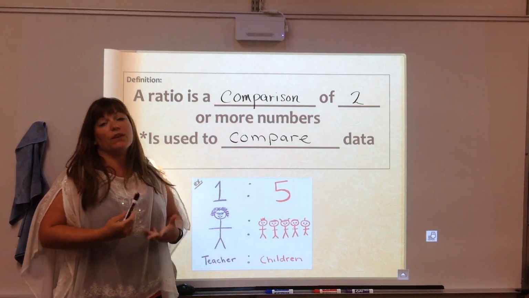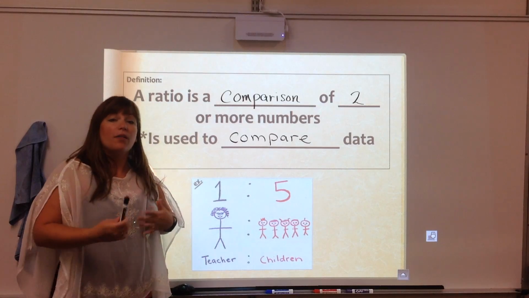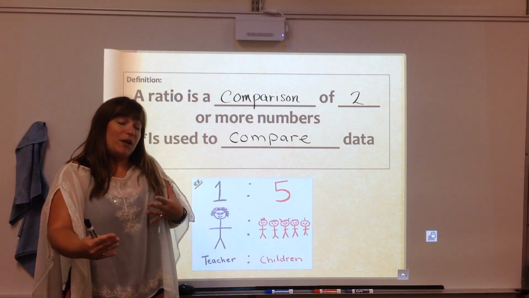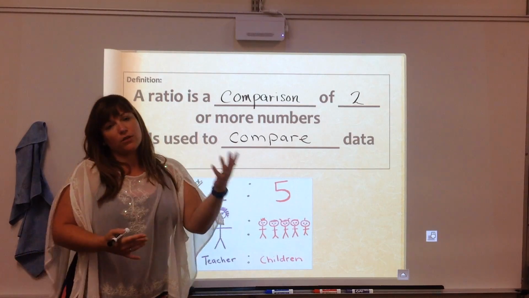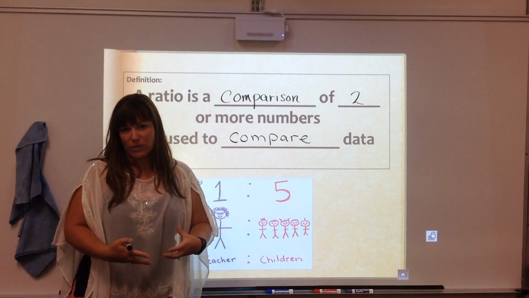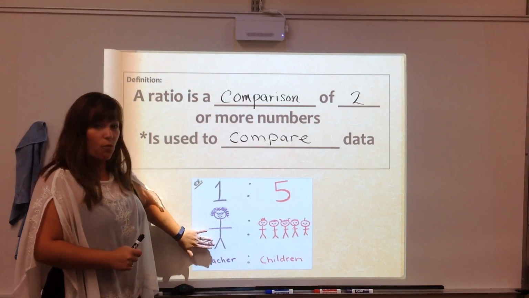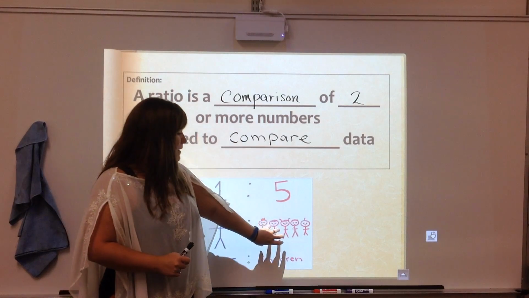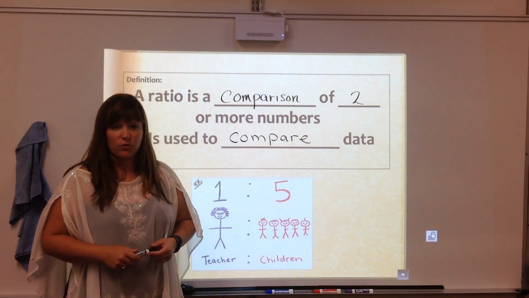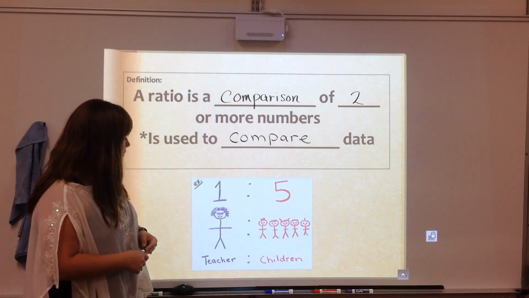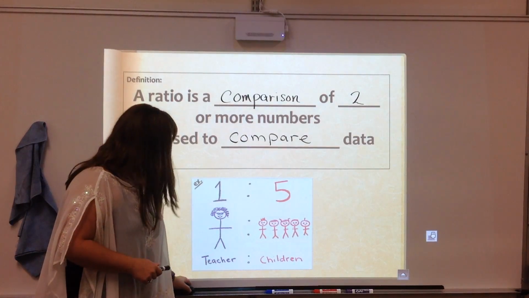For example, if I'm working in a small group, there is a ratio and we are comparing how many teachers to how many students are in that small group. So there could be 1 teacher for every 5 students in one group. So that's one example of a ratio.